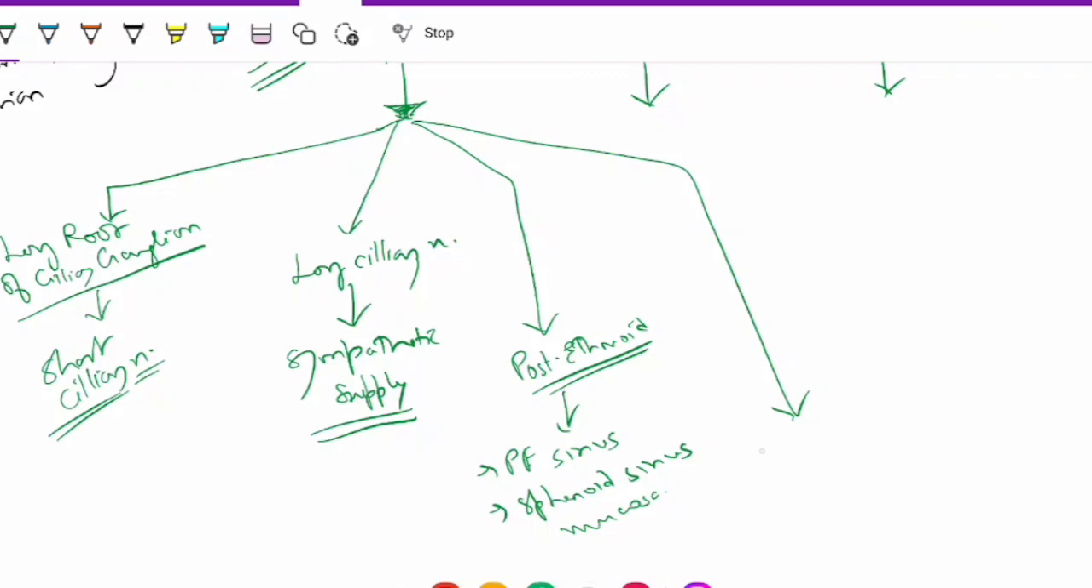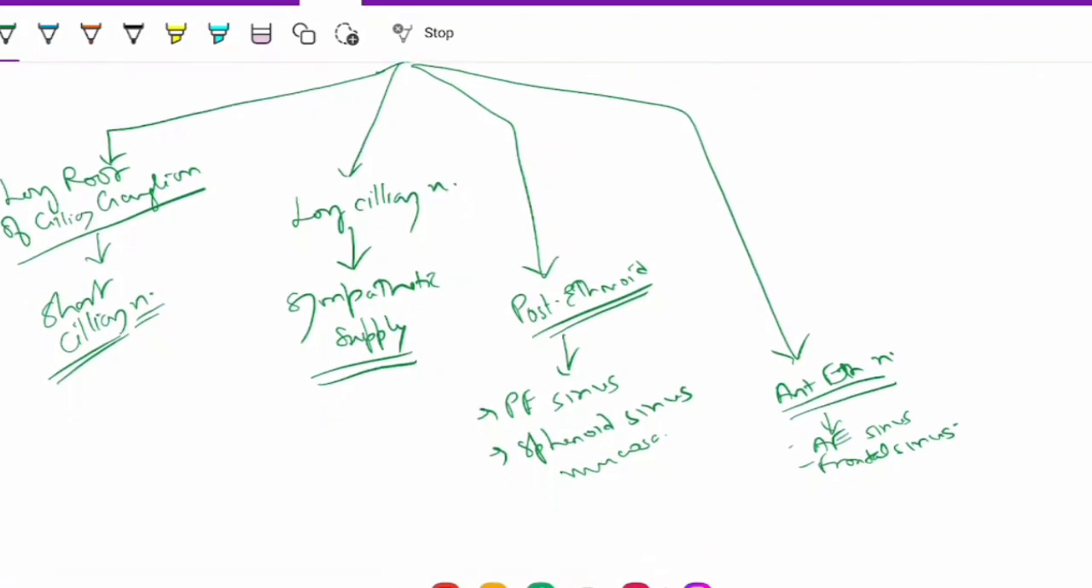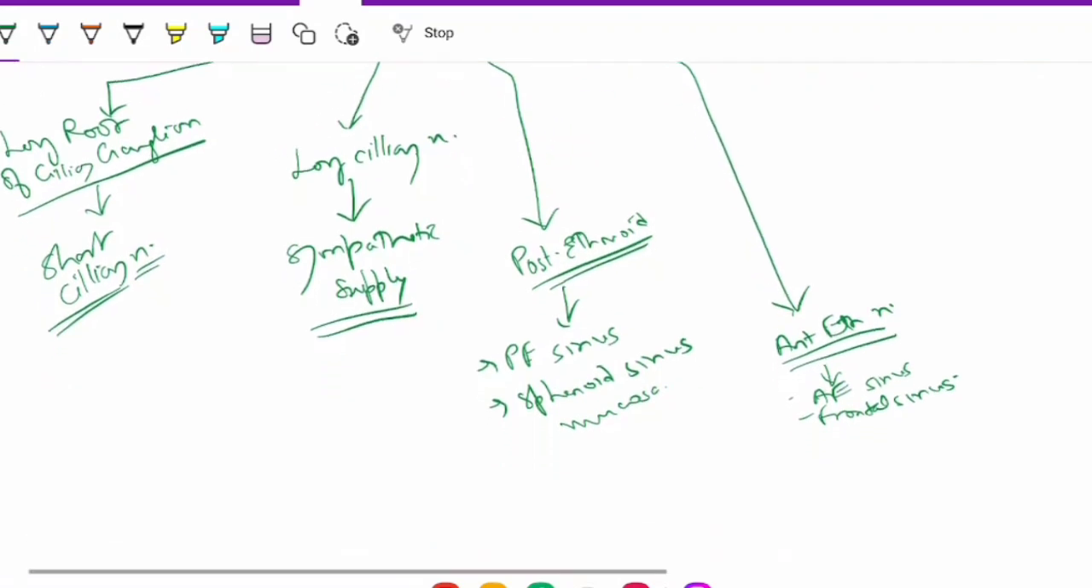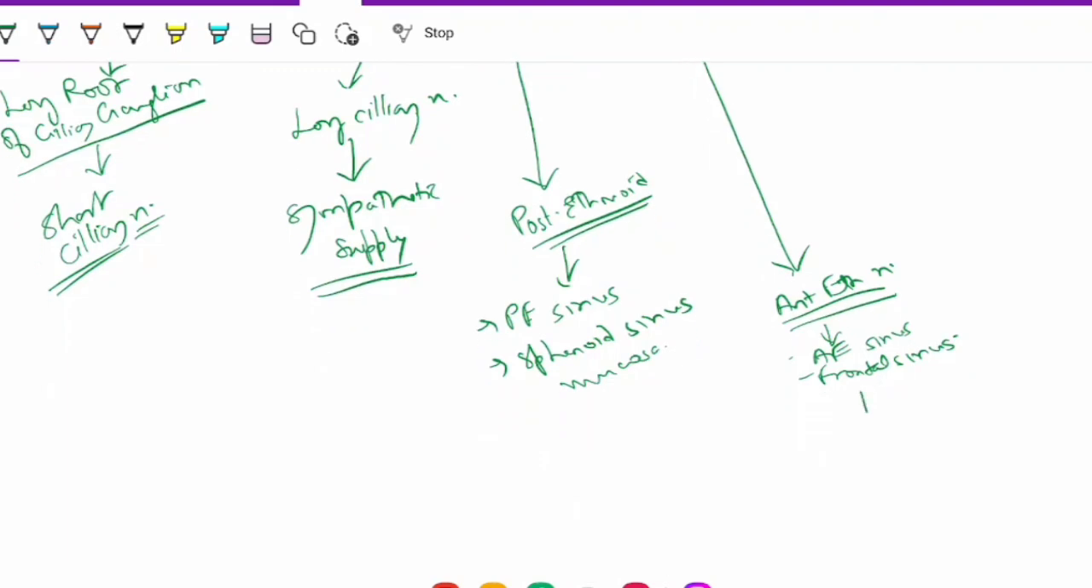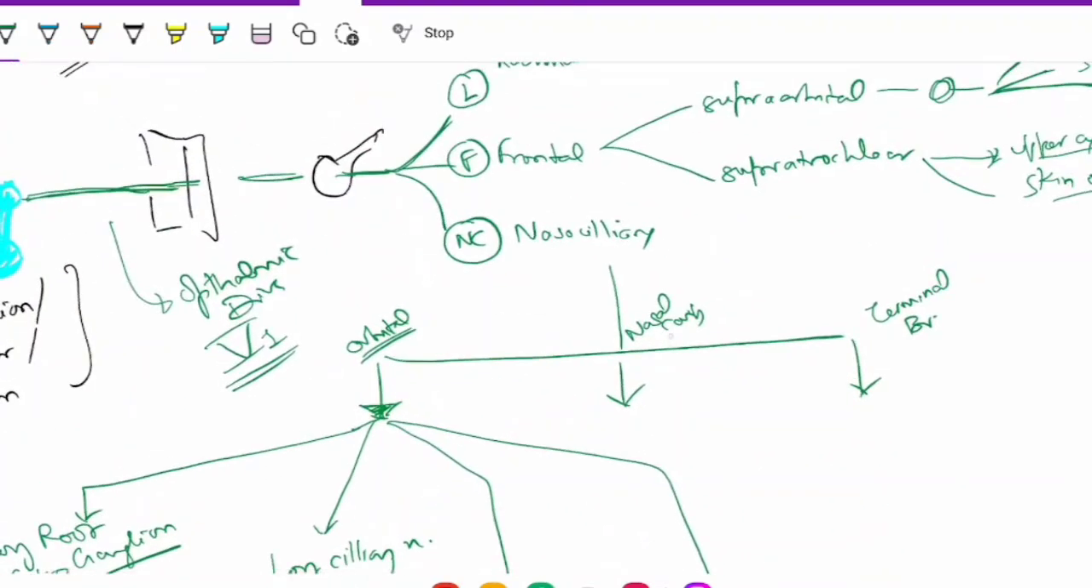And the last is the anterior ethmoid nerve. So one thing is very clear, it is going to be supplying the anterior ethmoid sinus, frontal sinus, right? Now what it does is, the anterior ethmoid continues and gives off branches at the nasal cavity level.